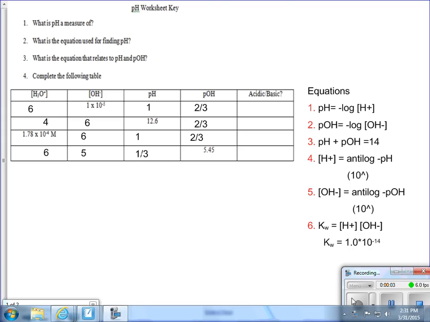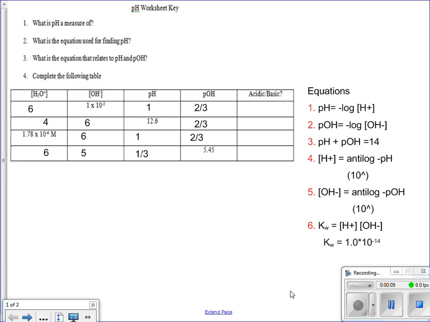Okay, in this first video, I want to do the pH worksheet. One thing that you need to know before we get started: anytime you see this concentration of H3O+, the brackets mean concentration, it's going to be the same thing as the concentration of H+. So those two values represent the same thing.